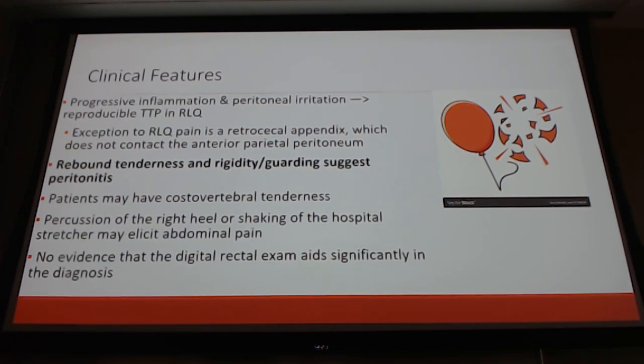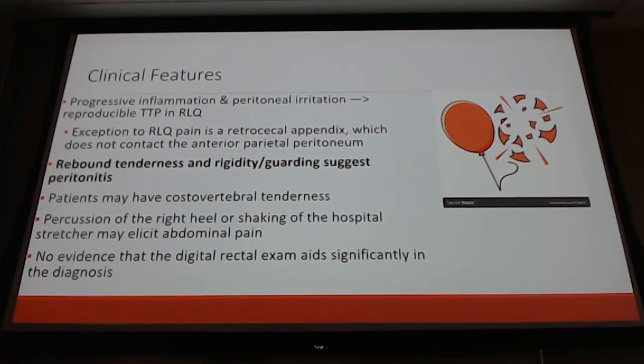So again, we can start reproducing that tenderness with palpation of the right lower quadrant, usually in the form of rebound tenderness at McBurney's point. But just be aware, sometimes you want to check to make sure there's no flank pain, because it may be more of a retrocecal appendicitis. So that's where we have that costovertebral tenderness. A lot of times with those kids, I have them jump up and down to check that. But you can tap on their right heel, or shake the hospital stretcher. I don't see why I would shake somebody's stretcher, but I would do a heel tap, definitely.